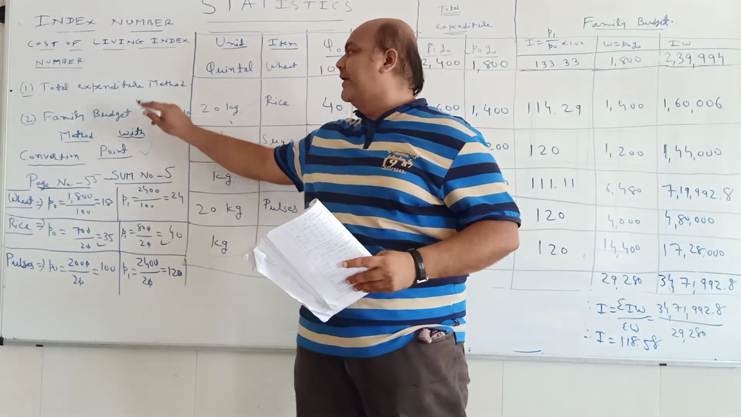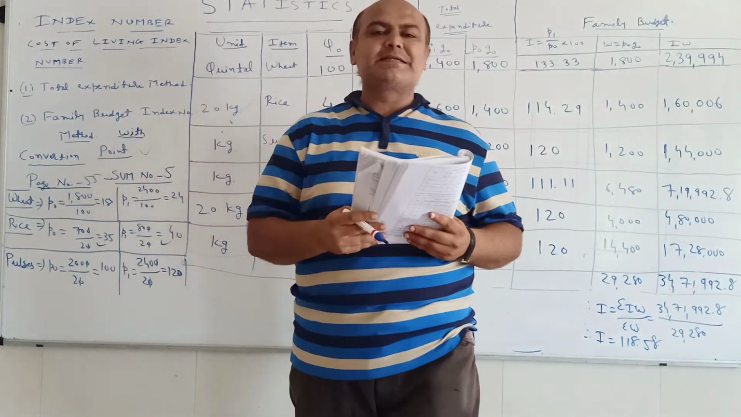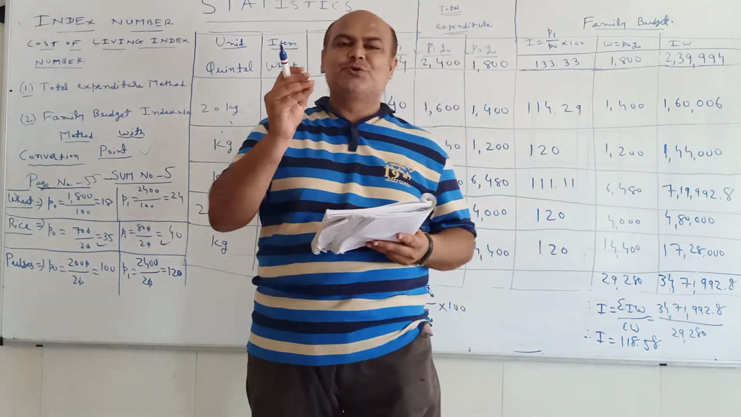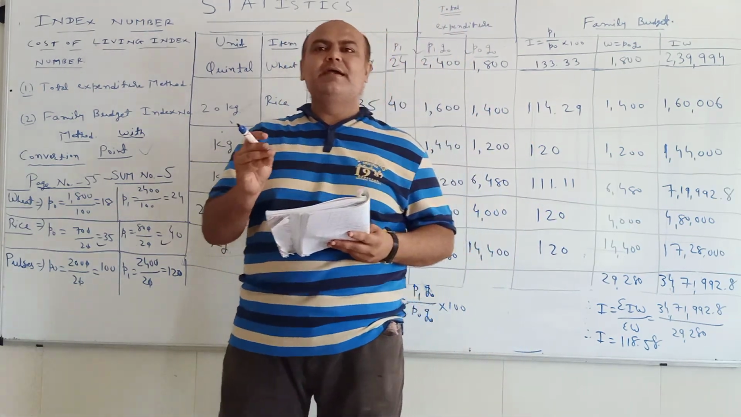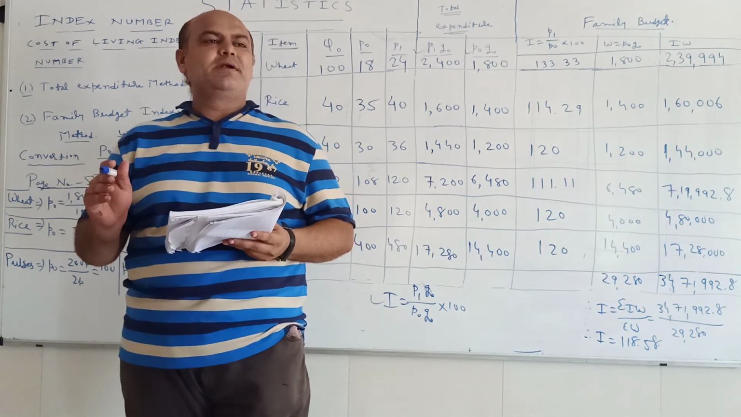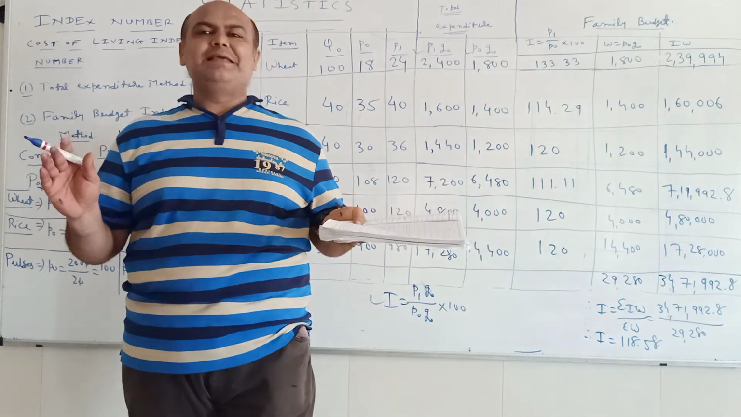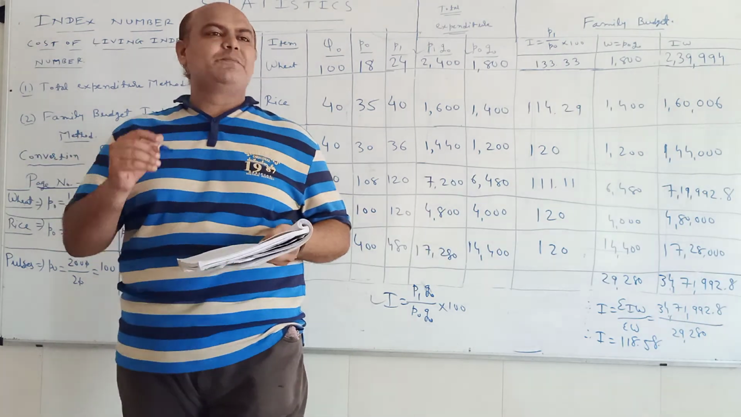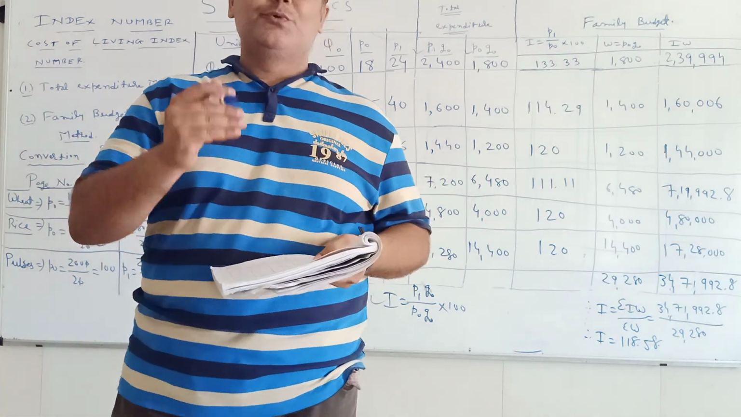So you can easily do it by both methods. Cost of living index number has two methods, that is the total expenditure method and the family budget index number method. I am quite confident that you all will be easily able to understand and do the sum yourself also. Thank you.